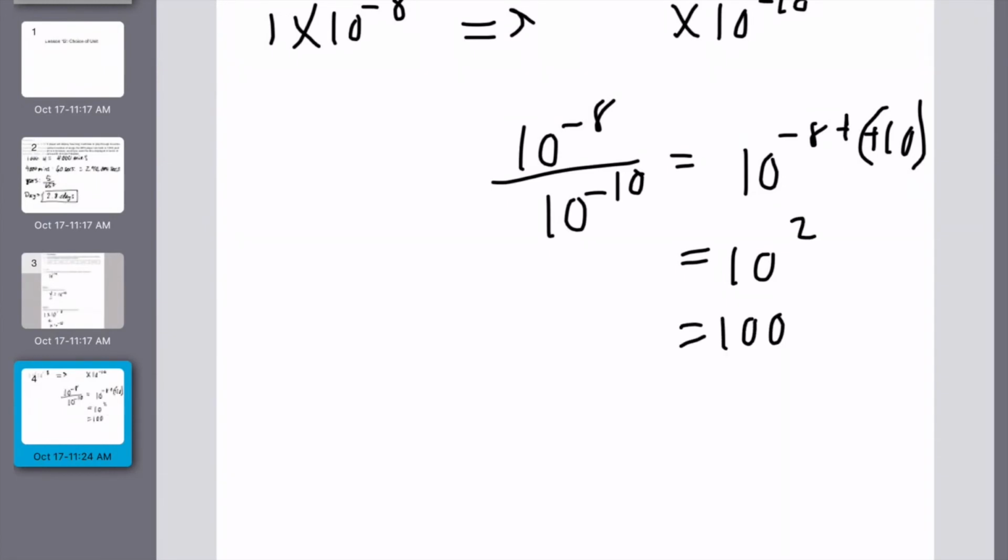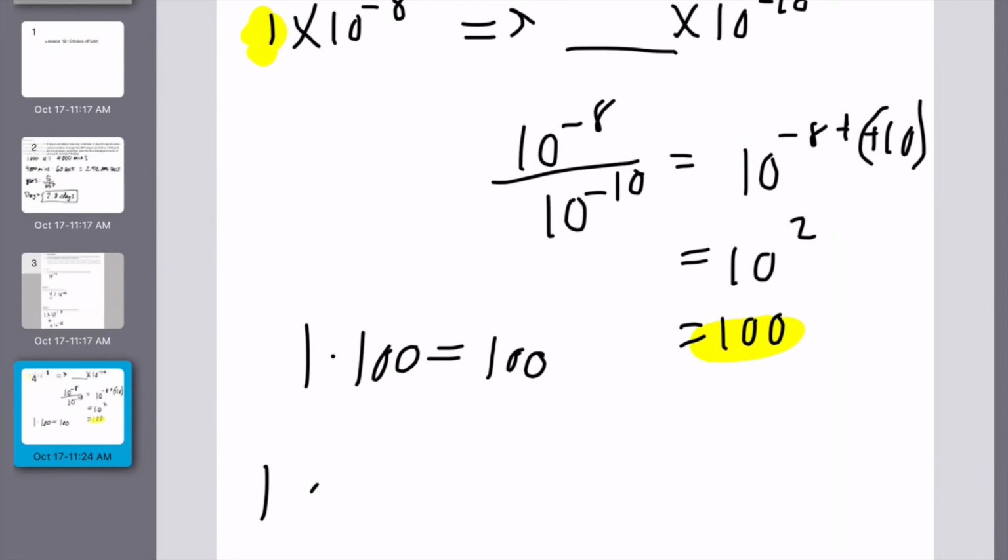So in order to rewrite my new number, I take my original number in front of the times 10 to the negative 8th, and I multiply it by what that difference is. In this case, 10 squared. So 1 times 100 obviously is 100. So I can change 1 times 10 to the negative 8th to be 100 times 10 to the negative 10th.